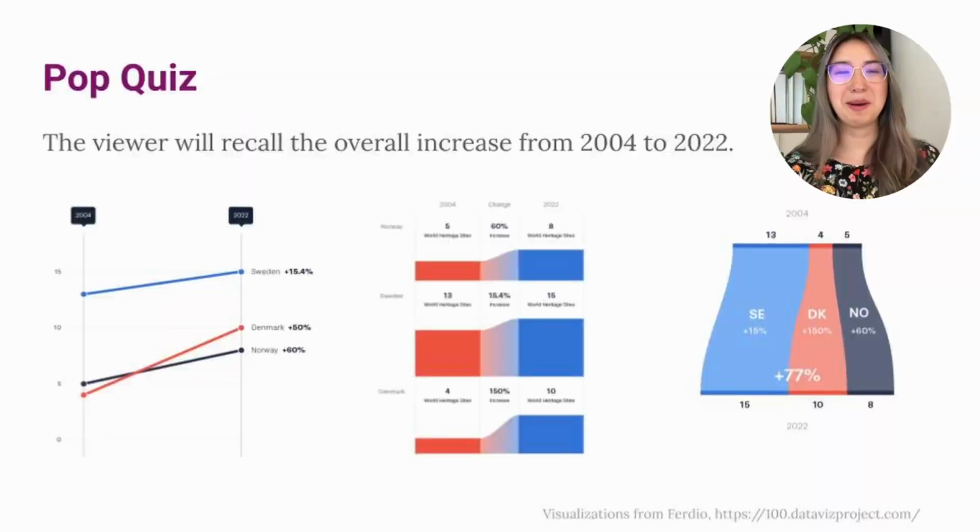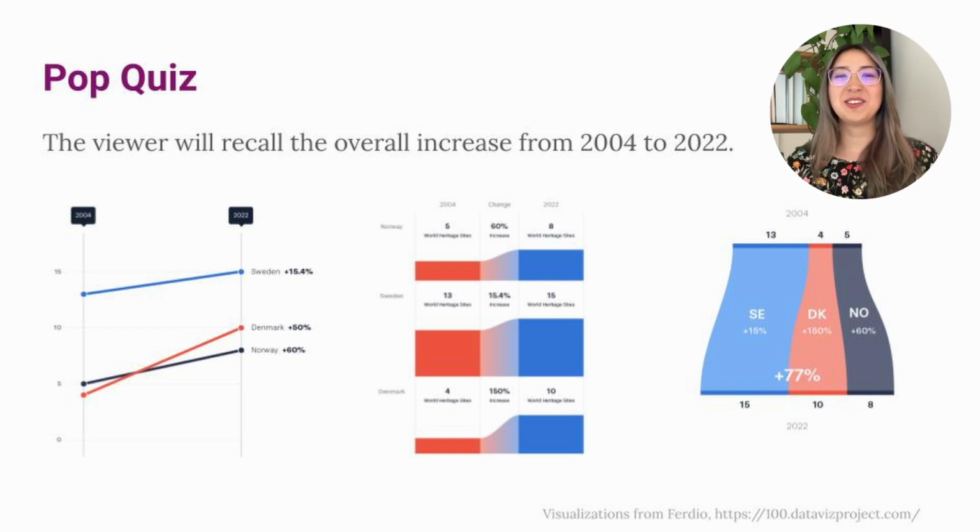Okay, pop quiz time. Which one of these graphs do you think best achieves the goal? The viewer will recall the overall increase from 2004 to 2022. They're all well-designed graphs, but which one for this goal? Pause this video now to figure out the answer. The correct answer is coming in 3, 2, 1.